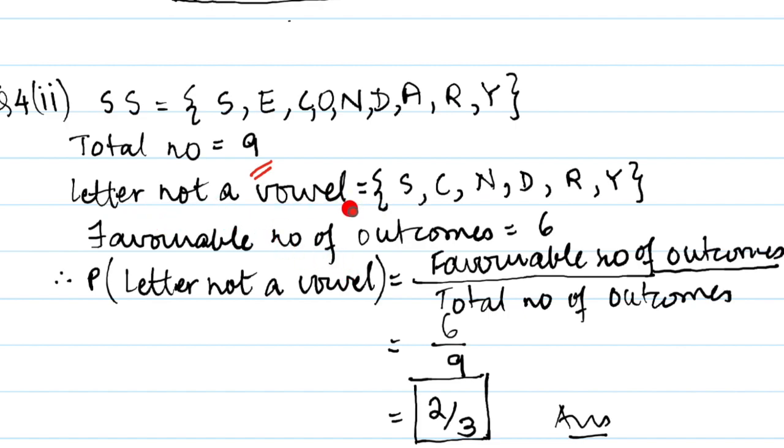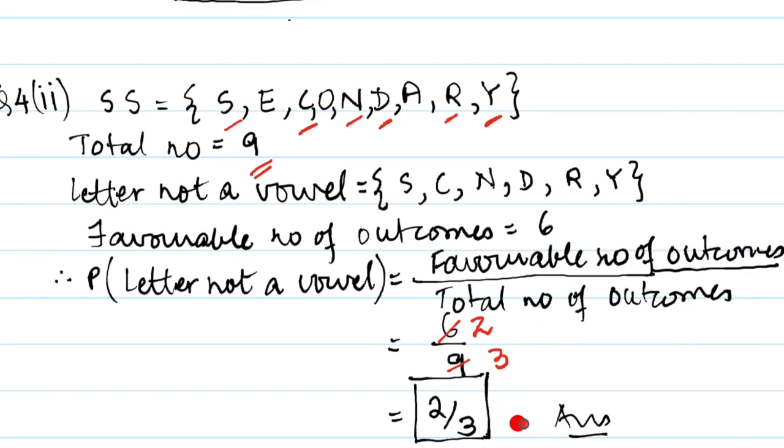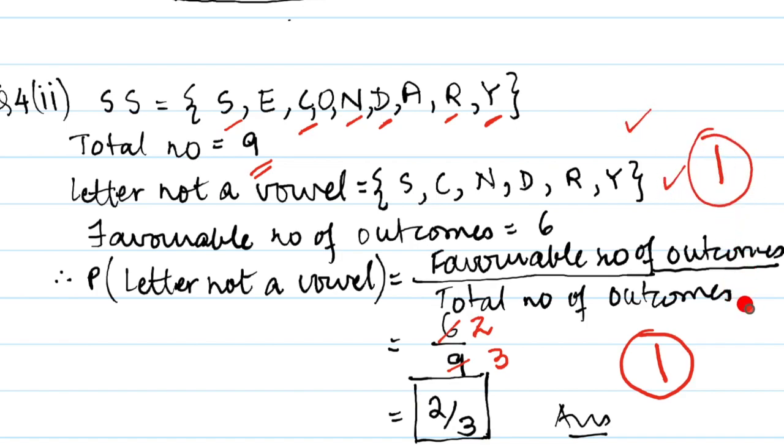Letter which is not a vowel means it will be consonant. So it will be S, then C, then N, then D, then R, and then Y. Got that? How many are these favorable outcomes? The consonants are 6. So we write the formula favorable number of outcomes upon total number of outcomes. That is 6 upon 9, 3 2s and 3 3s. That's how we'll get 2 upon 3, and that is our answer. So to get that 2 upon 3 will be 1 mark, and to write all these things, that will be your 1 mark along with the formula.